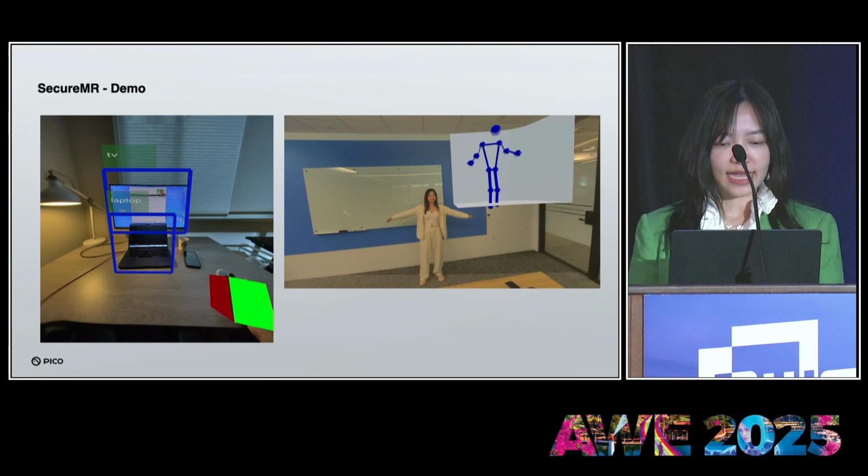Similar story about the second demo. You can easily detect a person's movement by just deploying an AI model into SecureMR. It can return the data you want to build your app without giving up any private data from the camera.